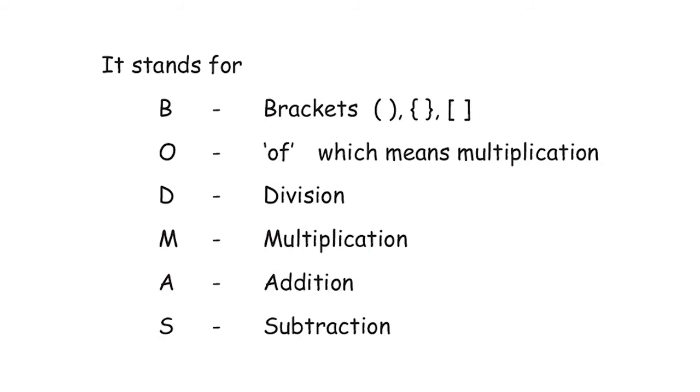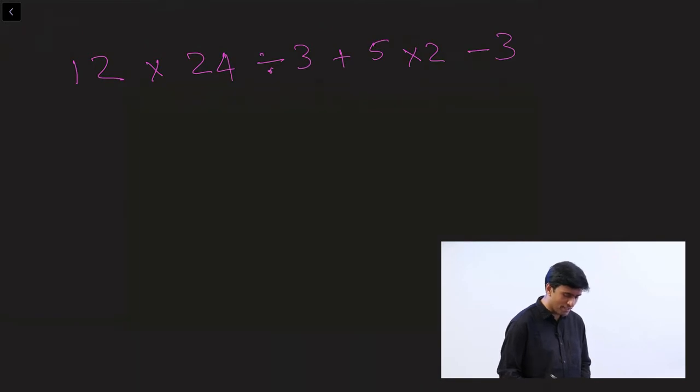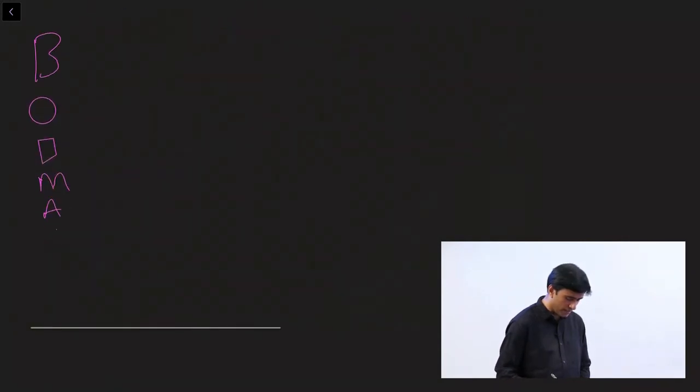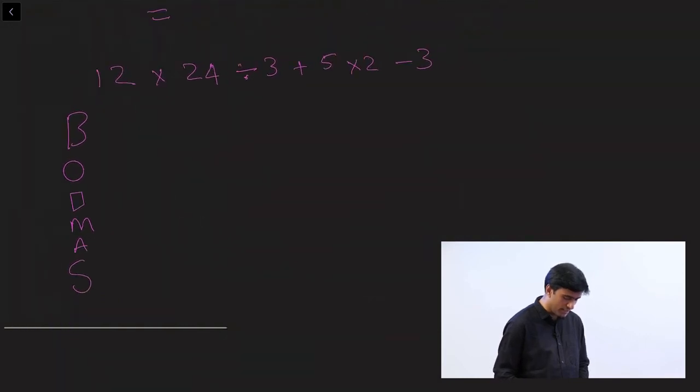Let's try to solve a mathematical expression using this rule. Let's take this expression: 12 into 24 divided by 3 plus 5 into 2 minus 3. As you can see, we have all the basic operators here. We have addition, we have subtraction, we have division and multiplication. Remember BODMAS. So the first thing that we have to look for is D, is division.